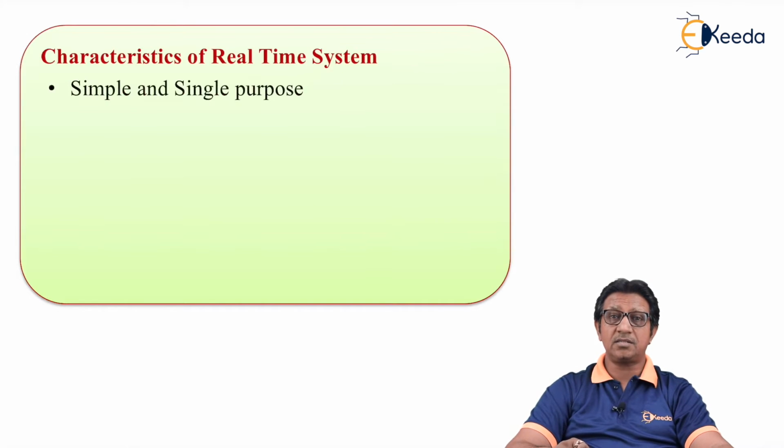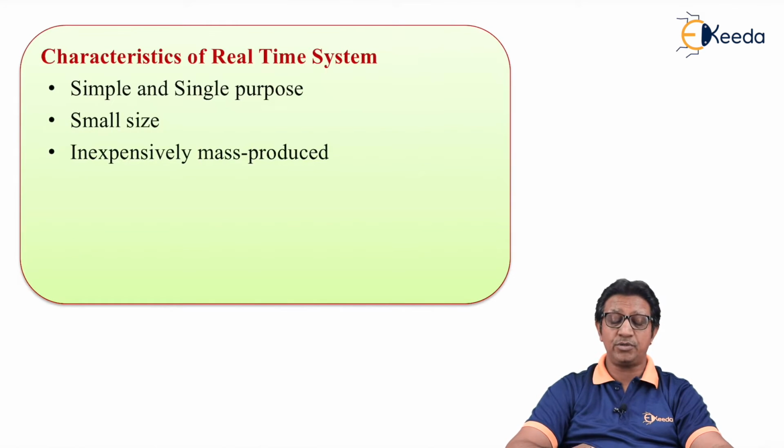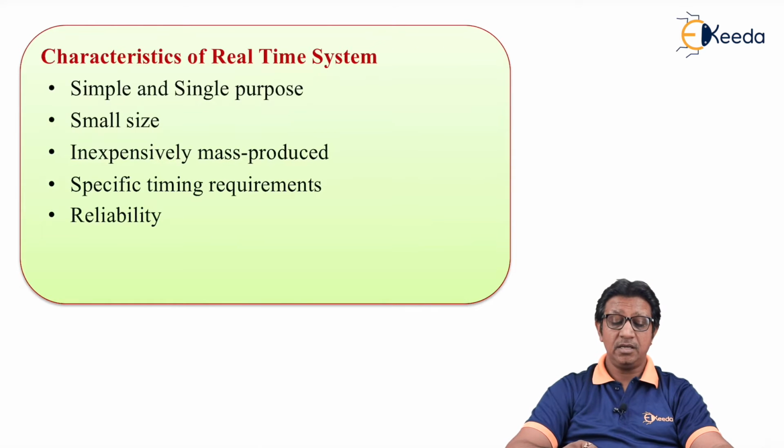The first characteristic is simple and single purpose. Next, small in size. Next, inexpensively mass produced. Next, specific timing requirements. Next, reliability. Next, performance. So these are the characteristics of a real-time system. Let's see the characteristics one by one.